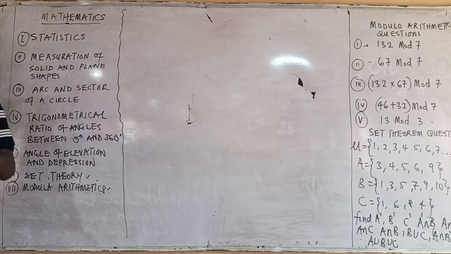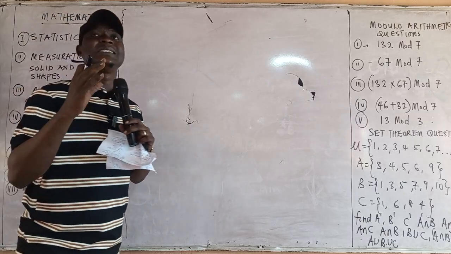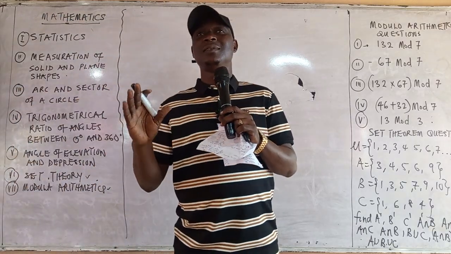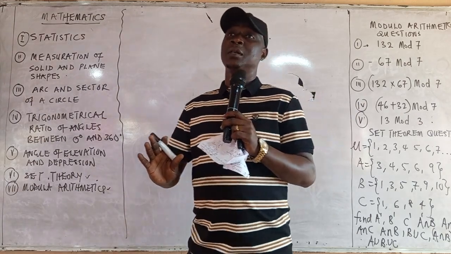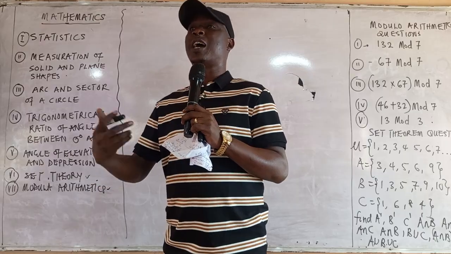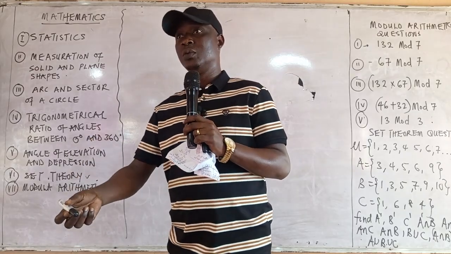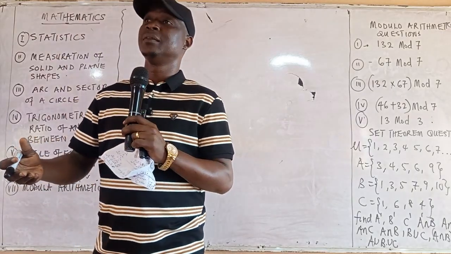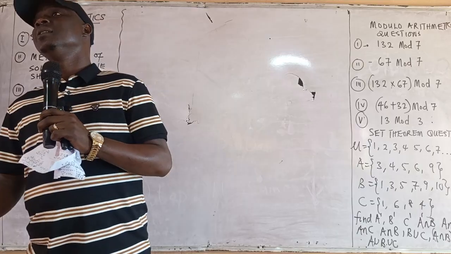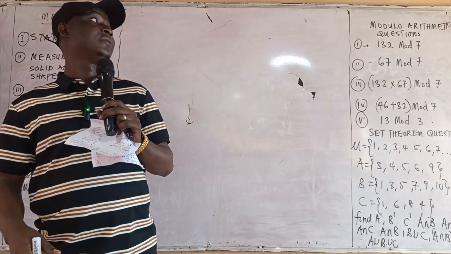Now, we'll take it from the bottom to the top, and we'll start with modular arithmetic. The basic knowledge about modular arithmetic is just that you operate a particular number with a modulus indicated. And once you operate it, the remainder is your answer.